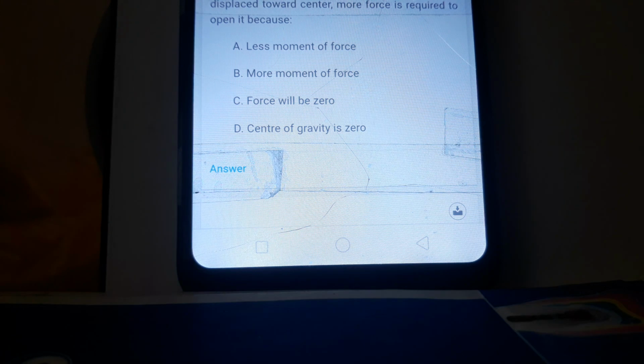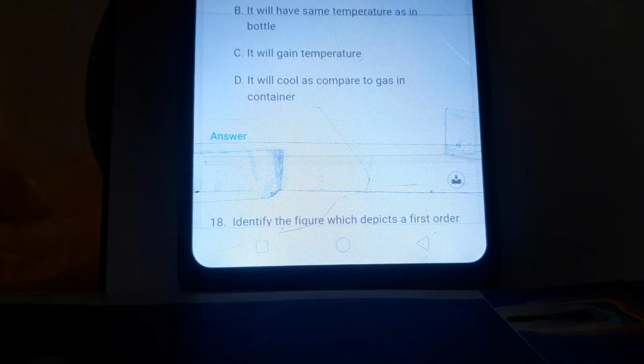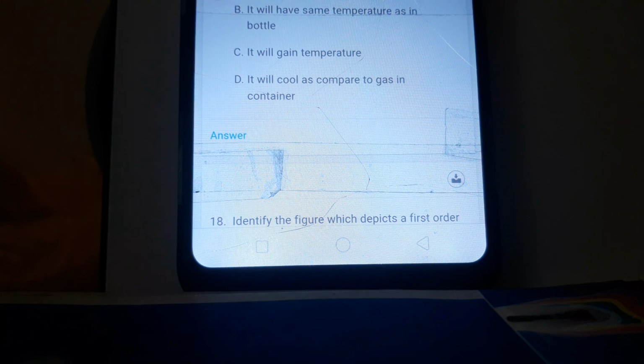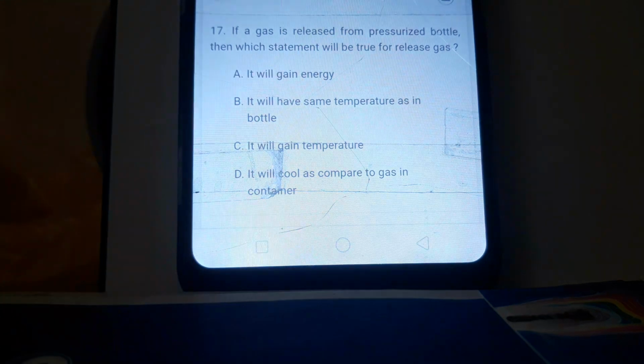Next question. If the handle of a door placed at hinges is displaced towards the center, more force is required to open it because: there is less moment of force; more moment of force; the moment will be zero; and the center of gravity is 0. Question number 17. If a gas is released from a pressurized bottle, which statement will be true for release of gas? A, it will gain energy; B, it will have the same temperature as in the bottle; C, it will gain temperature; D, it will cool as compared to gas in a container.